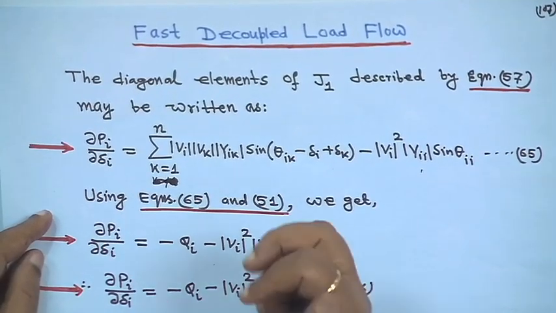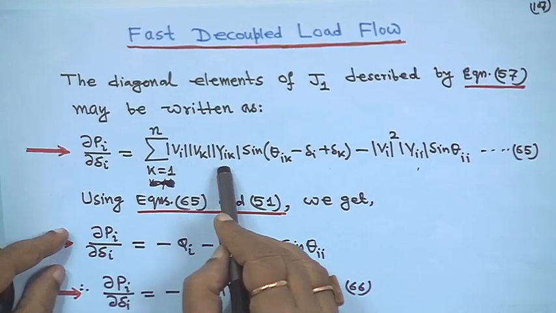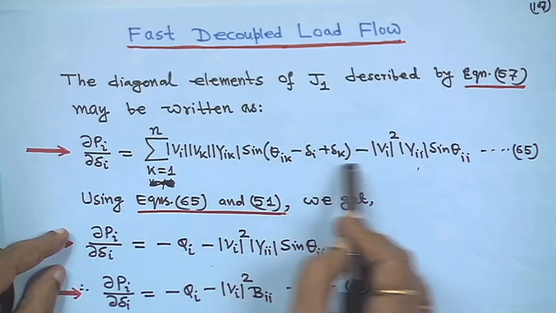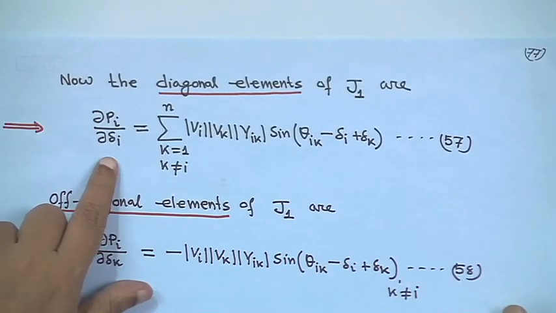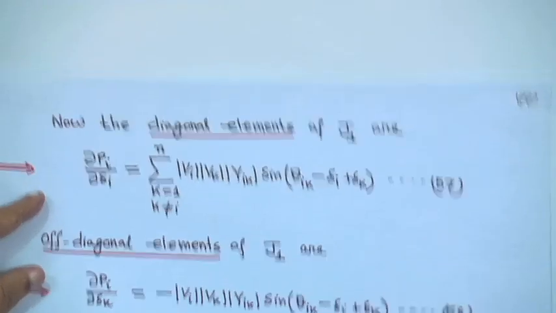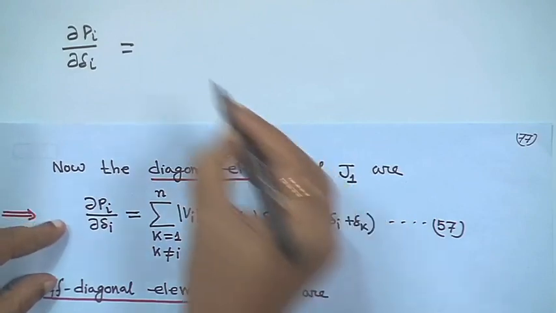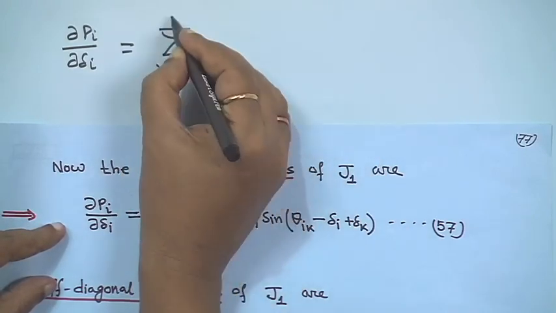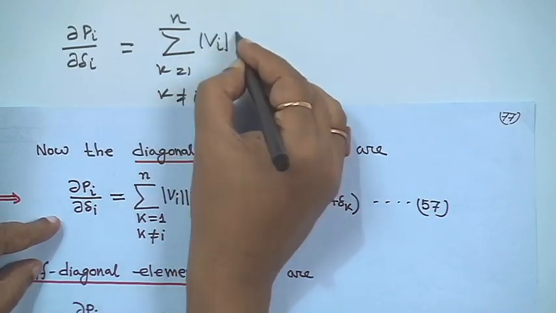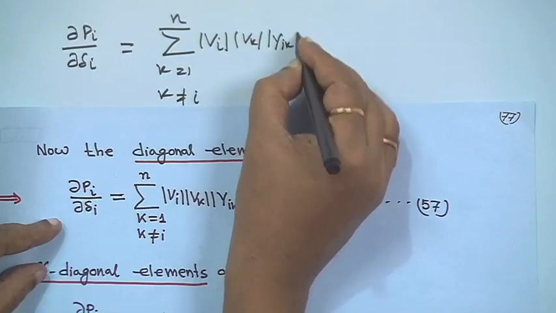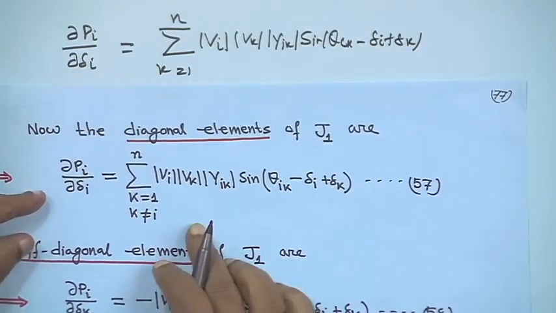It can be written as delta Pi upon delta delta I, sigma k is equal to 1 to n, V I V k y I k sin theta I k minus delta I plus delta k, minus V I square y I sin theta I. That means this is your equation 57. So what you can do is that delta Pi upon delta I is equal to sigma k is equal to 1 to n, k not equal to I, V I, then V k, then y I k, then sin theta I k minus delta I plus delta k. This is the diagonal element.